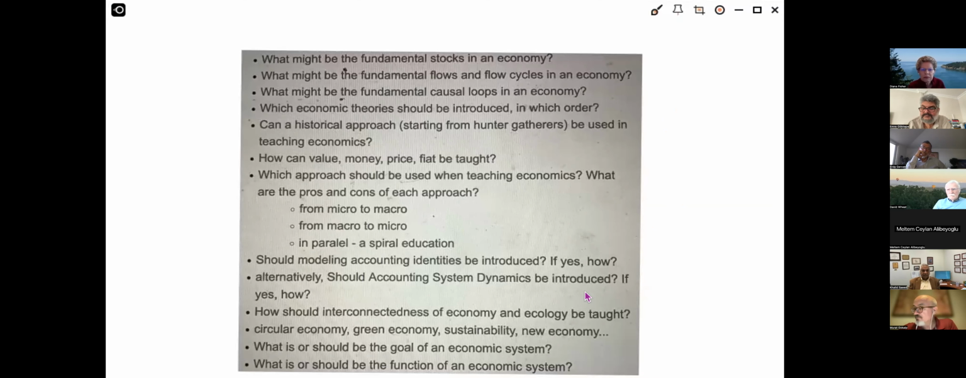Can a historical approach starting from hunter-gatherers be used in teaching economics? To some extent in my program, I can use that. First of all, I introduce the basic difference between the command economies and the capitalist system. And I introduce my students to how the 3 questions of economics are answered: how do we produce, what do we produce, and for whom are we going to produce.